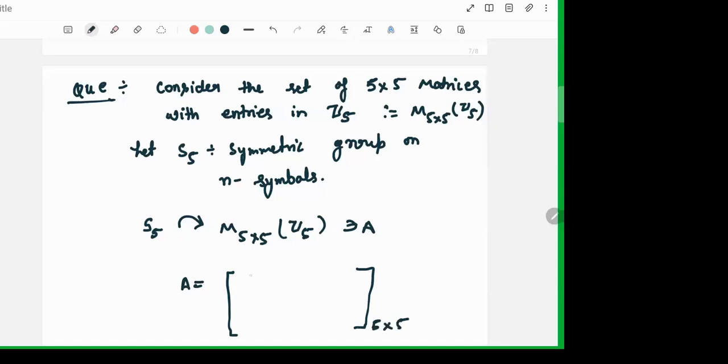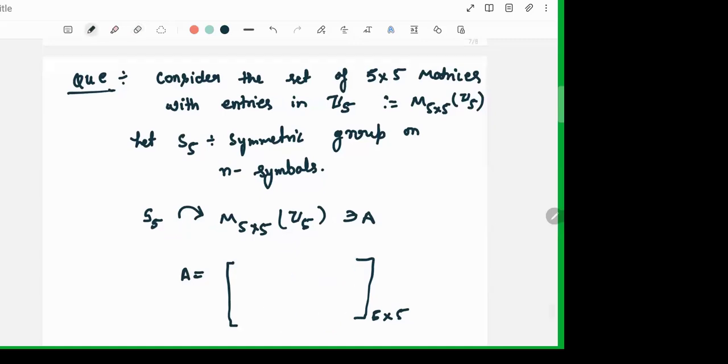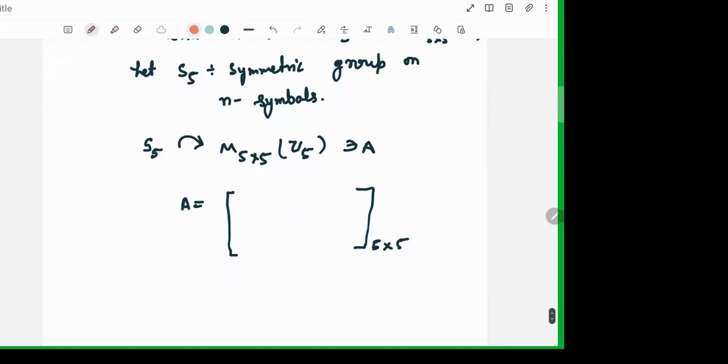So here it will have some columns, 1 column, 2 column, 3 column, 4 column. I should write 5 columns. So I am writing this just to explain to you. This is 1 column, this is 2 column, this is 3 column, this is 4 column, this is 5 column. So C1, C2, C3, C4, C5.